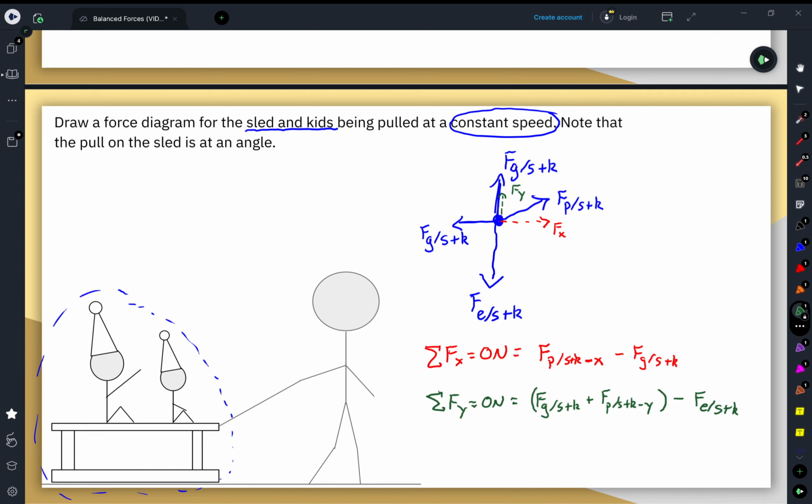So for this third example, we're talking about how we can break up angled forces into horizontal and vertical components to more easily explain how forces overall can be balanced to produce a constant speed.